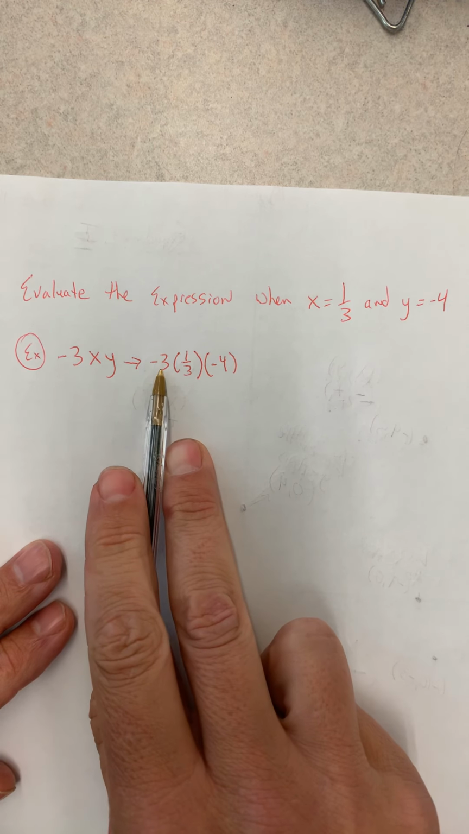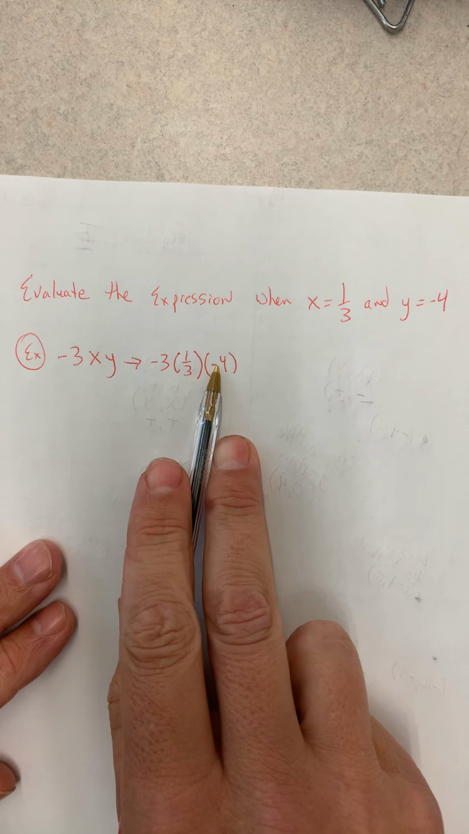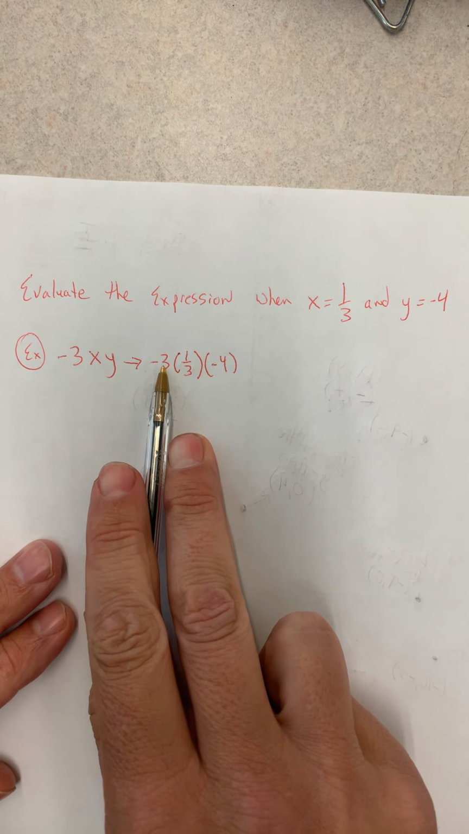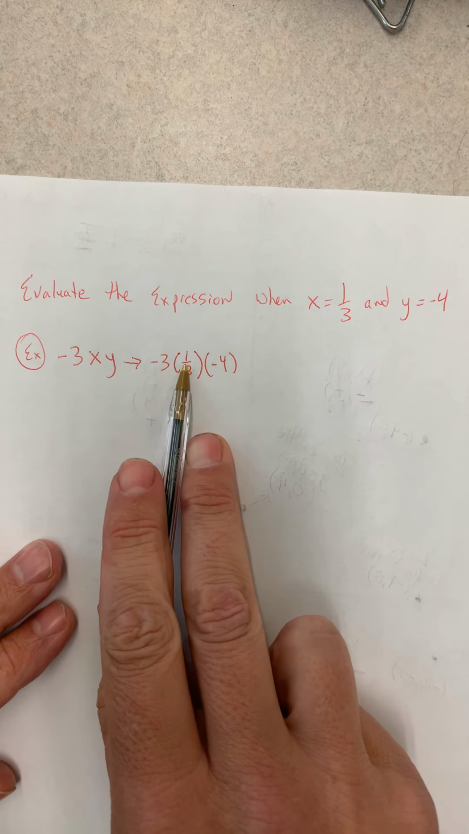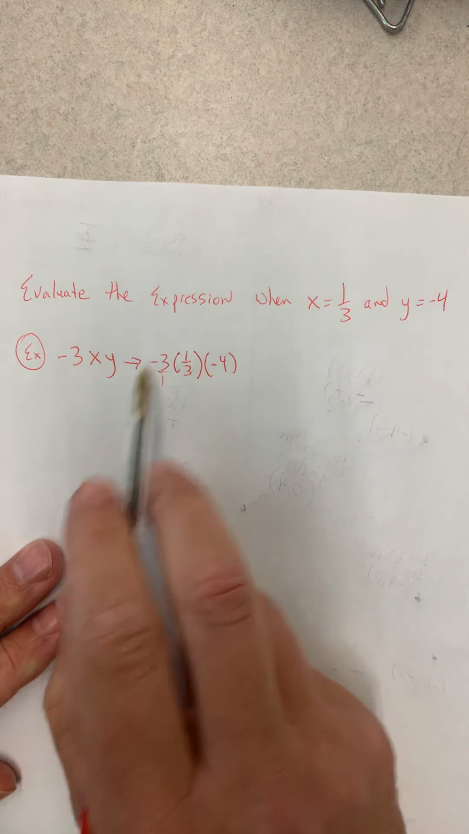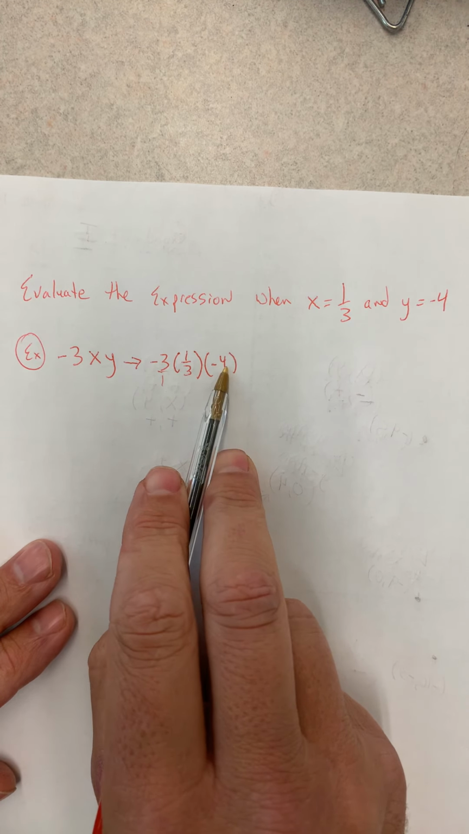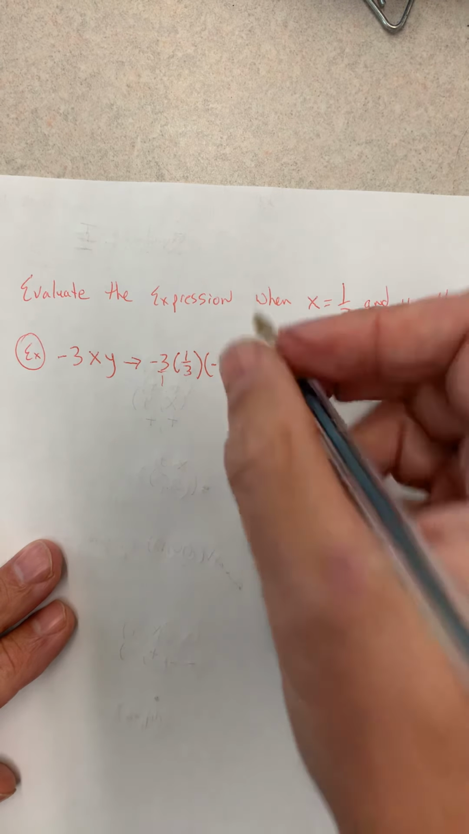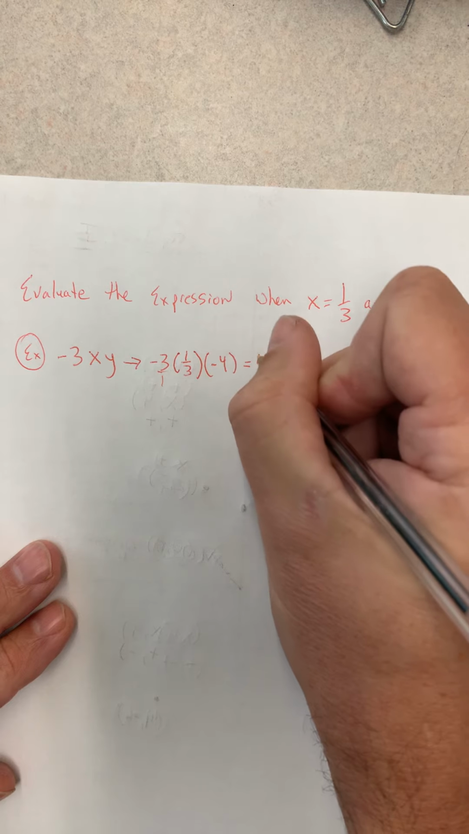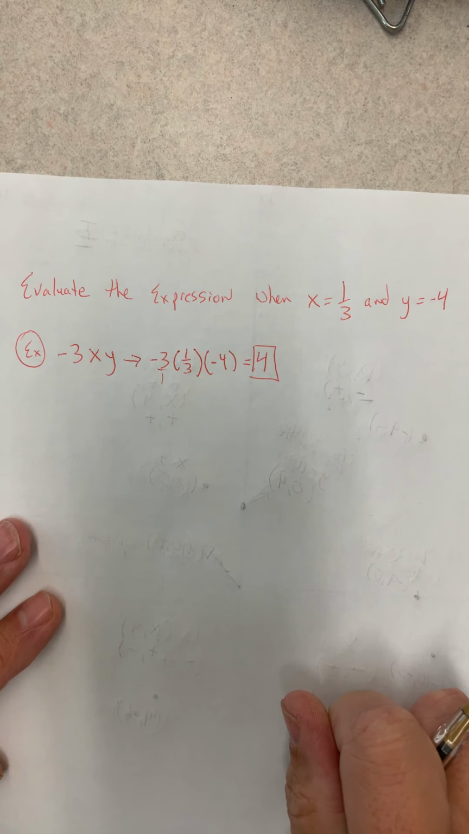Well, I can see right now my answer is going to be positive because I've got a negative times a negative. It's going to be positive. 3 times 1/3, well, that's just 3 over 1. I'm multiplying by the reciprocal. That's going to be a 1. 1 times 4 would give me a 4. Or you'd have -1 times -4. This is going to be a positive 4. We simply plug them in.